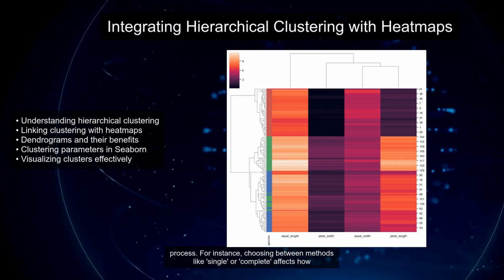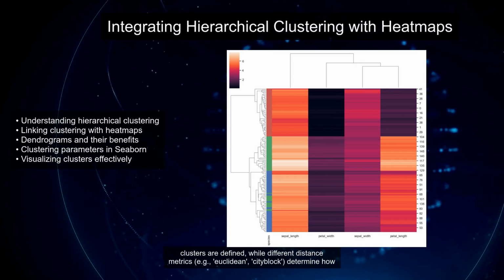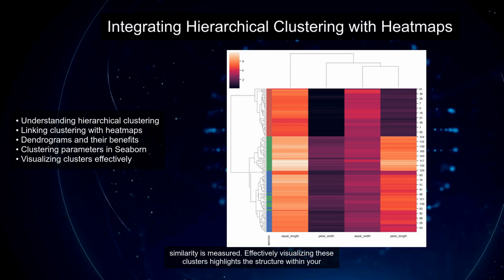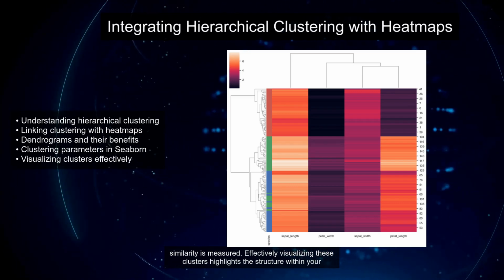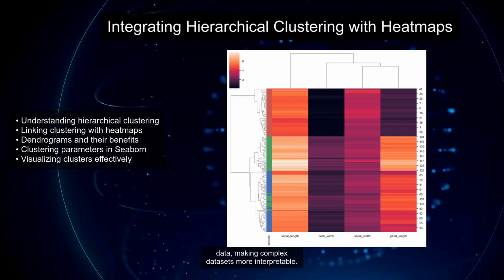For instance, choosing between methods like single or complete affects how clusters are defined, while different distance metrics, for example, Euclidean or city block, determine how similarity is measured. Effectively visualizing these clusters highlights the structure within your data, making complex datasets more interpretable.